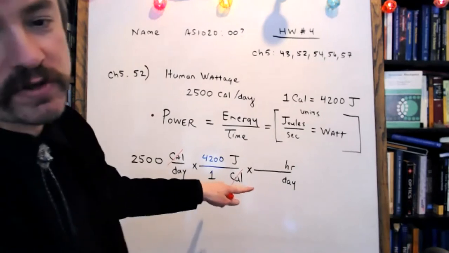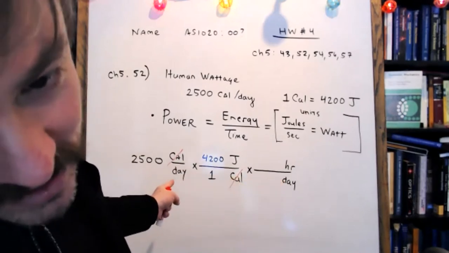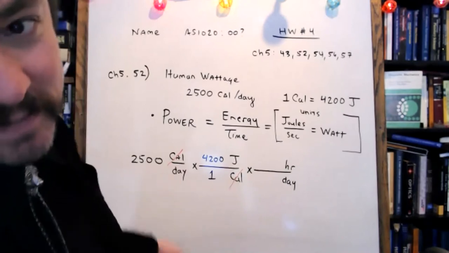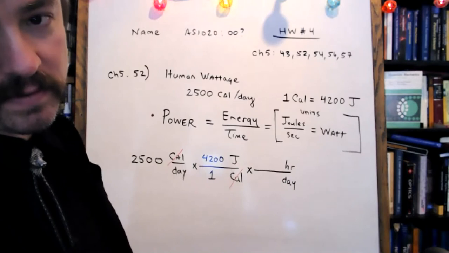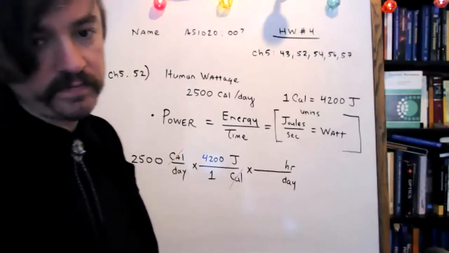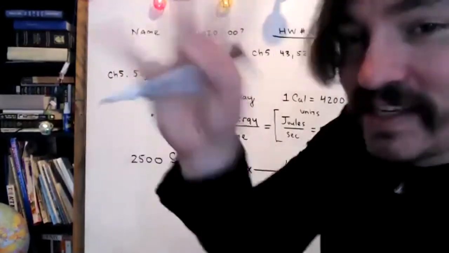No. You're assuming that the thing that you want to cancel has to always go on the bottom, but that's not true in this case because the days are on the bottom. I'm just doing it because the joules is eventually going to be on top. That's why I'm putting the days in the bottom, because I'm taking the 4,200 is done. So the days is on top for me right now.